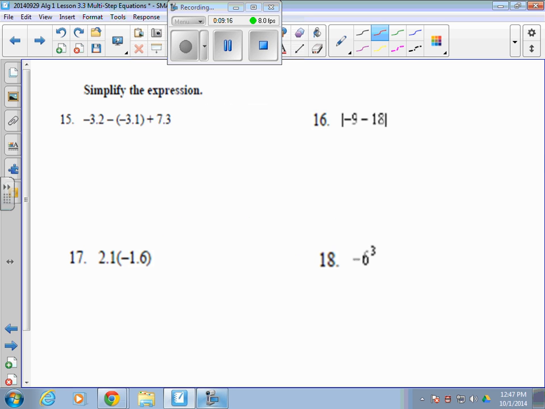Simplify the expressions. Minus a negative means plus, so negative 3.2 plus 3.1 plus 7.3. When you put these two together, you're left with negative 0.1 plus 7.3. When you put these two together, you subtract 0.1 from 7.3, and you're left with 7.2.